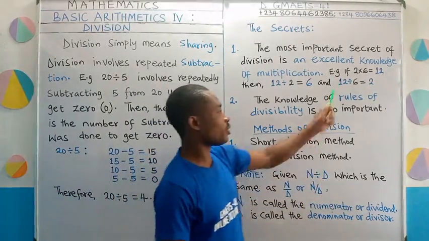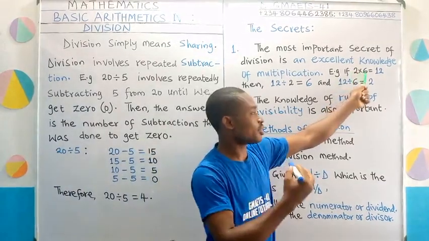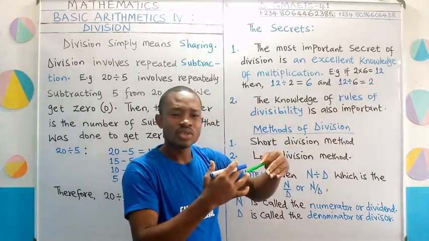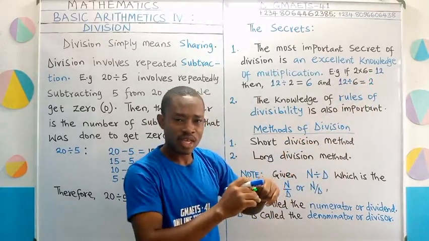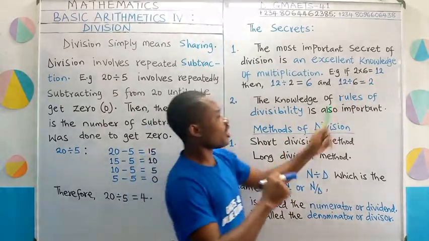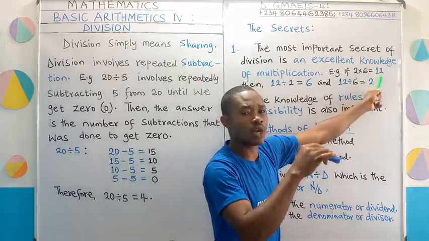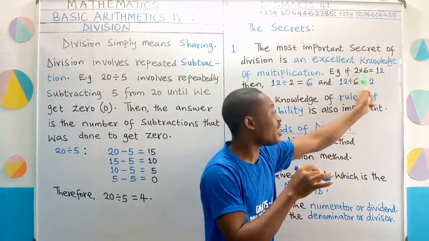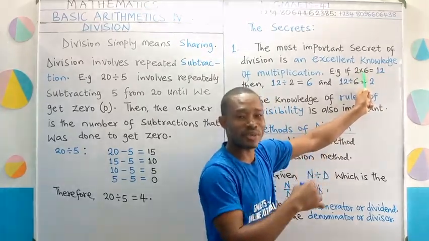Now I have this example here. If you're given 2 times 6, of course the answer is 12. How do we now bring in division here? Division will now tell you, okay, if 2 times 6 is equal to 12, this is the answer. Now, the answer 12 divided by any one of these two numbers will give you the other one.